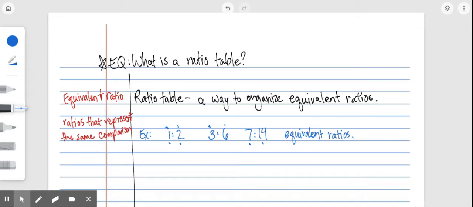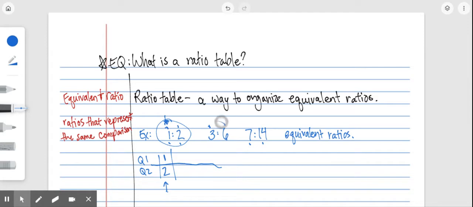Okay, since these are equivalent ratios, what I can do is I can set them up as a table. So I can do quantity 1 and quantity 2, and I can set them up kind of like a fraction. So I take the first number and I put it in the first column of the table, and the second number lines up with that first column. So 1 to 2 right here, this combination, is this first ratio.